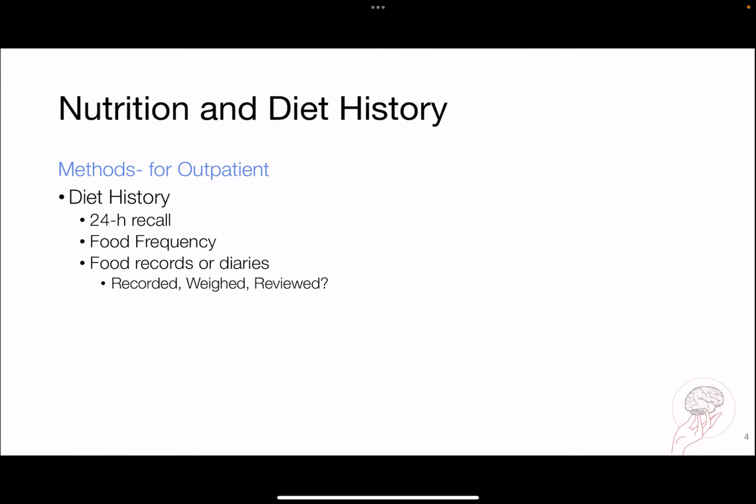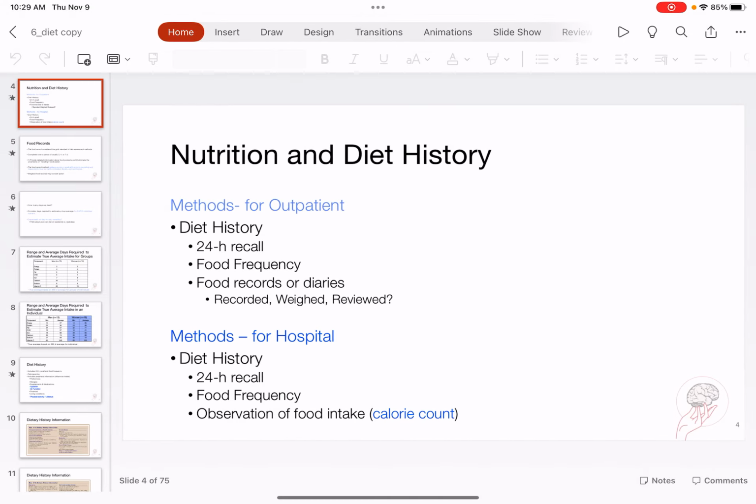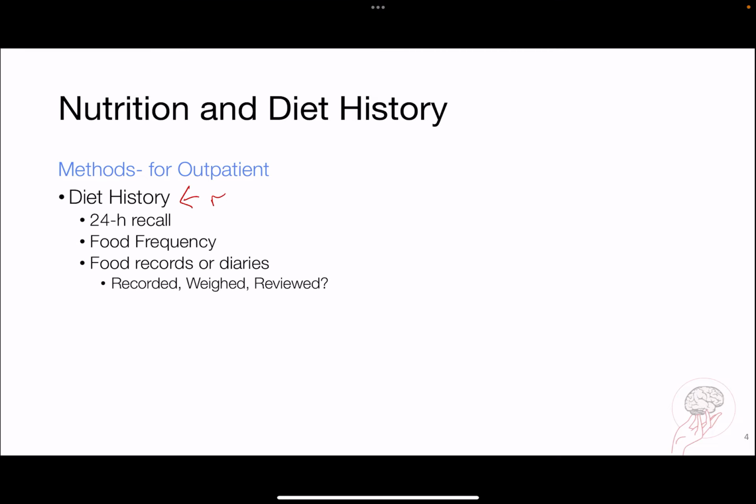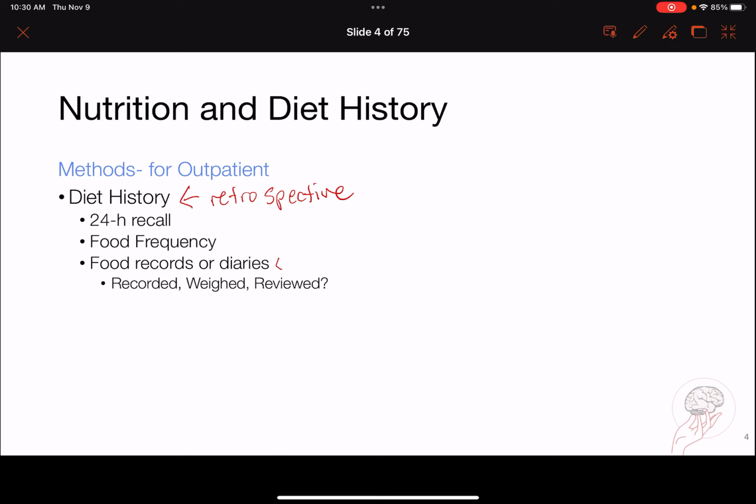So some of our outpatient methods. We have the diet history. And in diet history, we have a couple of different options. These are retrospective, meaning that we are looking back in time. So we have a 24-hour recall, food frequency, and food diaries or records. Sometimes these are like in the moment, but usually you're doing this even after you've eaten something.